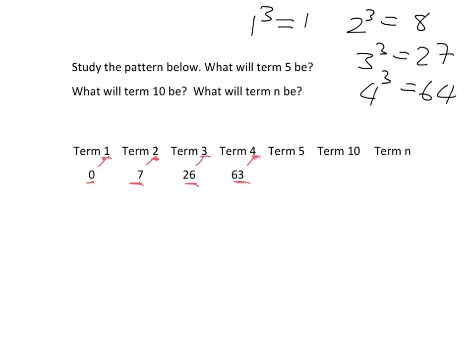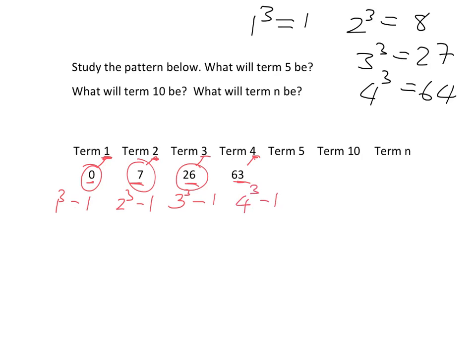Can you see what it is? This number is just one less than the cube each time. So if you take 1 cubed and you subtract 1, you get 0. If you take 2 cubed, which is 8, and you subtract 1, you get 7. If you take 3 cubed and you subtract 1, you get 26. And if you take 4 cubed and you subtract 1, you get 63.